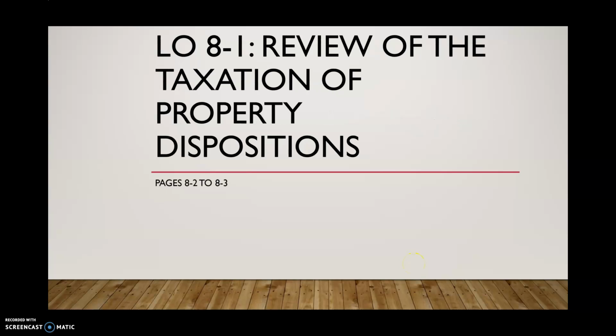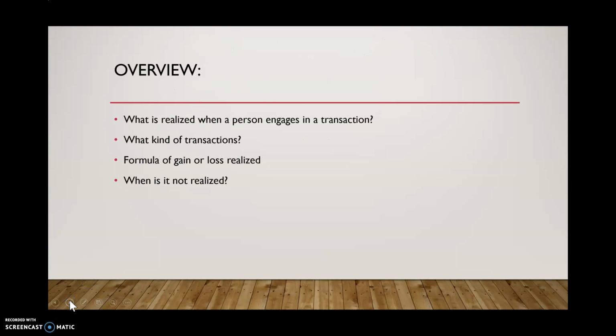I will be touching base on Chapter 8, Lesson 1, the review of the taxation of property dispositions. An overview of the chapter is going to look like this. It's going to touch base on realized gains, losses, what transactions are included, when it cannot be realized, and what person engages in a transaction. It's also going to touch base on section 351 when we go into lesson 2. That is also what's going to be included in the slides. And lesson 1 is going to be short because lesson 2 really defines those definitions we're about to go over.